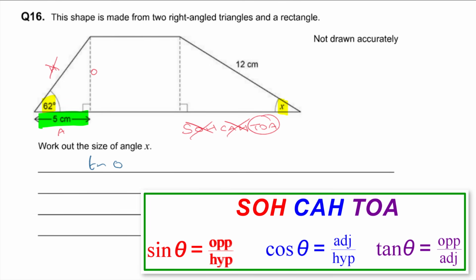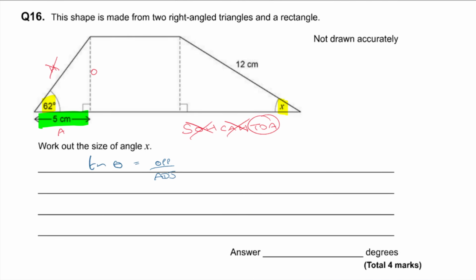So tan theta is equal to opposite over adjacent. Subbing in what I know. So then tan 62 is equal to our opposite. Let's call it H because it's the height of the shape, isn't it? I like that better. So let's call that H divided by the adjacent, which is 5. Okay, so then rearranging that, H then is going to be 5 tan 62 then, isn't it? So H equals 5 tan 62.